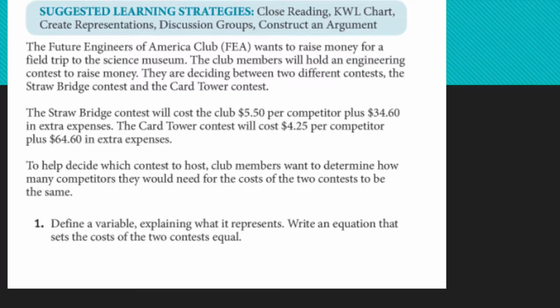It says here, the Future Engineers of America Club, FEA, wants to raise money for a field trip to the Science Museum. The club members will hold an engineering contest to raise the money. They're deciding between two different contests, the Straw Bridge contest and the Card Tower contest. The Straw Bridge contest will cost the club $5.50 per competitor, plus $34.60 in extra expenses.